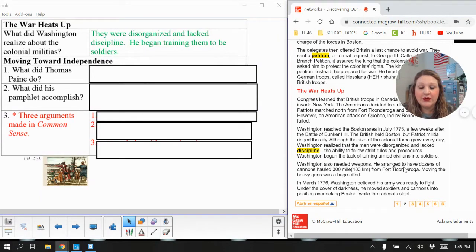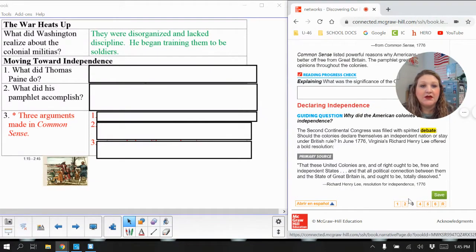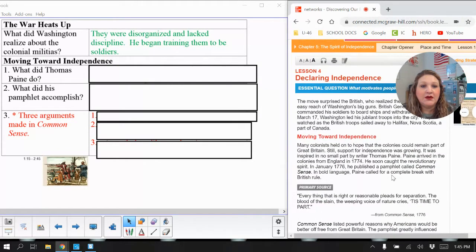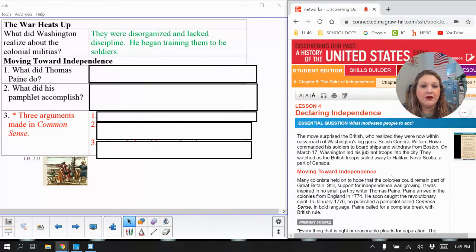So we are going to now move toward independence. Here we go. Oh, actually, I'm going to finish out this part too.